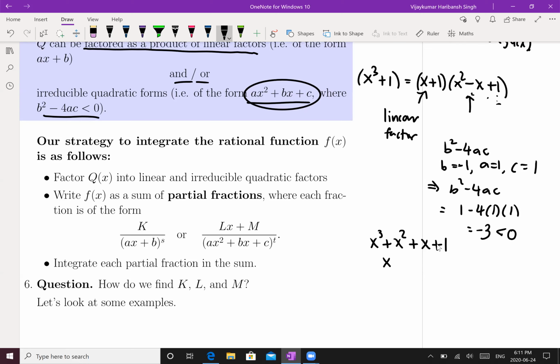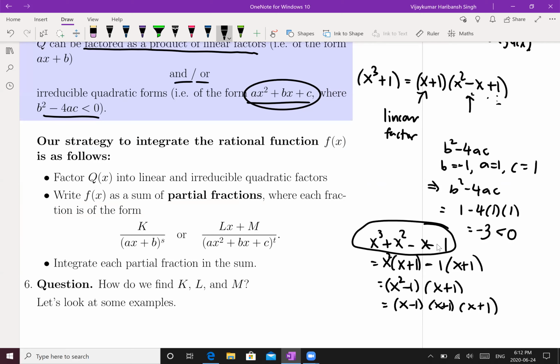This can be written as, take x squared common, you have x plus 1. I'll modify this slightly. I'll write it as this if you don't mind. I want to work with this example. So what do I get? I get minus 1 times x plus 1. So this is going to be x squared minus 1 times x plus 1, which is going to be x minus 1 times x plus 1 times, sorry, x plus 1 plus x plus 1. So you saw that this polynomial of degree 3 factored as all linear factors.